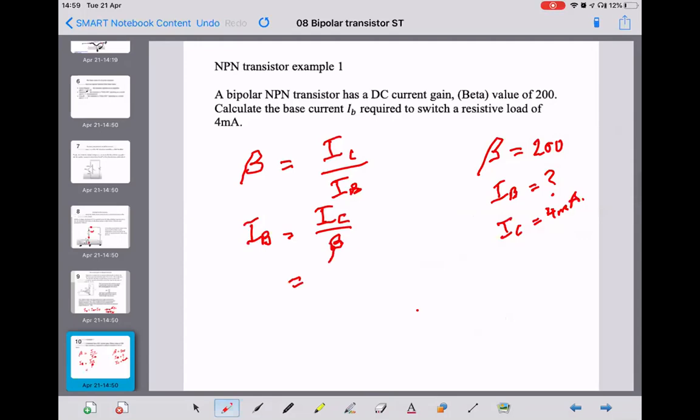That's 4 times 10 to the minus 3 over 200 equals. I'll whack it in my calculator. You whack that in your calculator too.